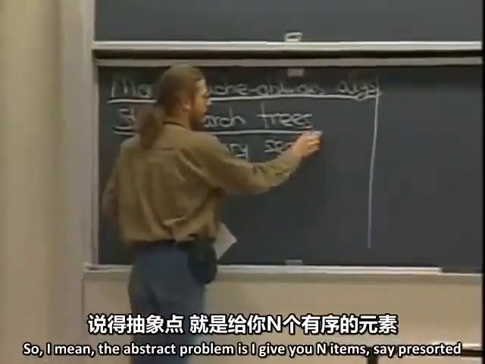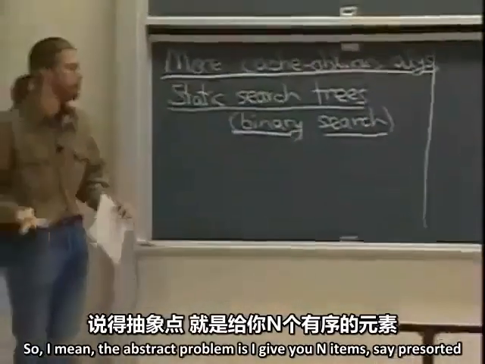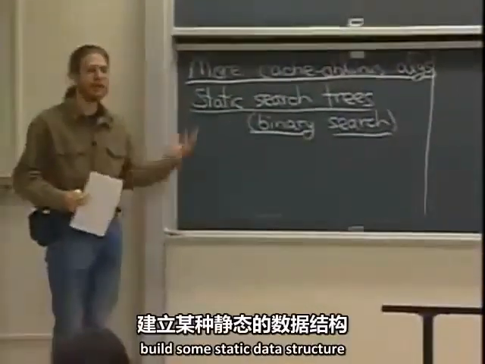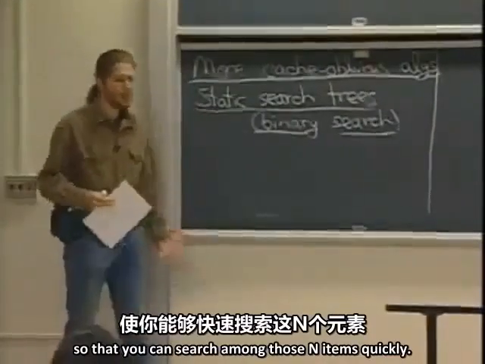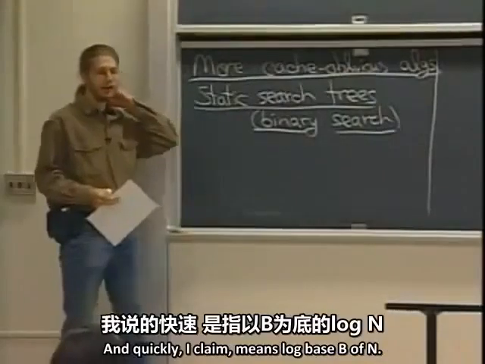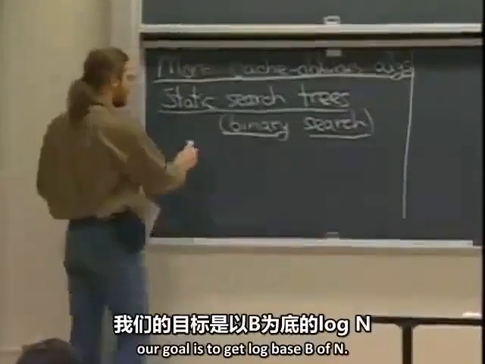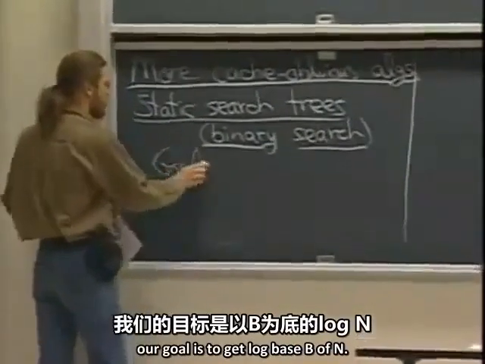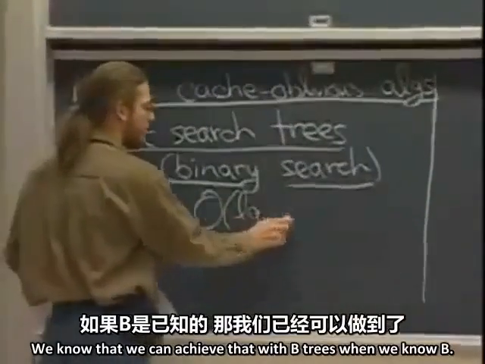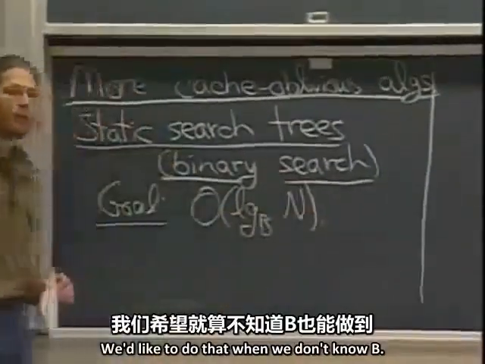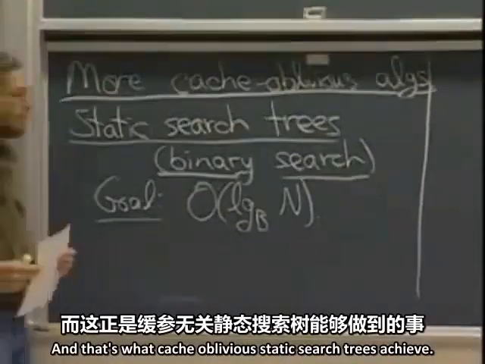So the abstract problem is I give you n items, let's say pre-sorted, build some static data structure so that you can search among those n items quickly. And quickly, I claim, means log base B of n. We know that we can achieve that with B-trees when we know B. We'd like to do it when we don't know B. And that's what cache-oblivious static search trees achieve.